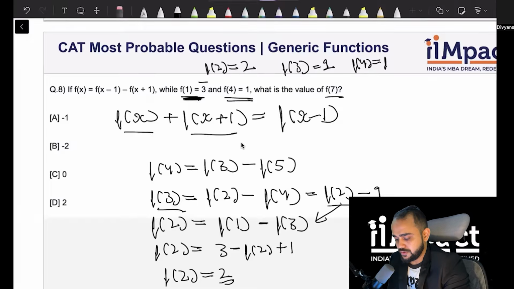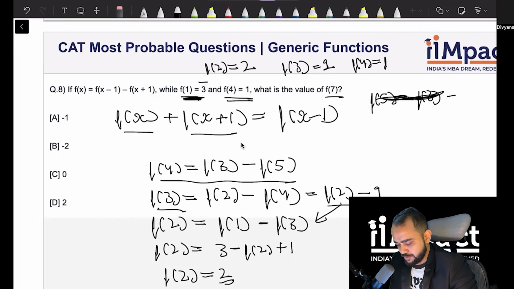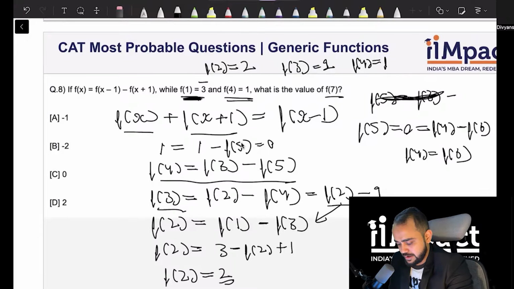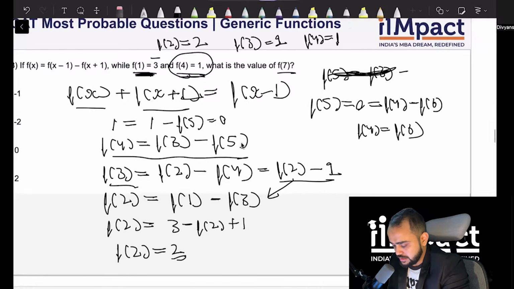Now I can proceed upwards. I have found every term that I needed to. I will now use this to find f of 5 first. F of 4 is 1, f of 3 is 1, which means f of 5 is equal to 0. So now f of 5, which is equal to 0, is going to be equal to f of 4 minus f of 6, which means f of 4 is equal to f of 6, and f of 4 is given to me as 1. So f of 6 is equal to 1.